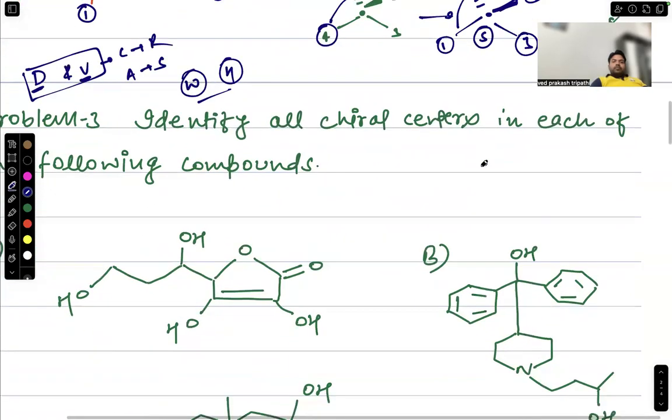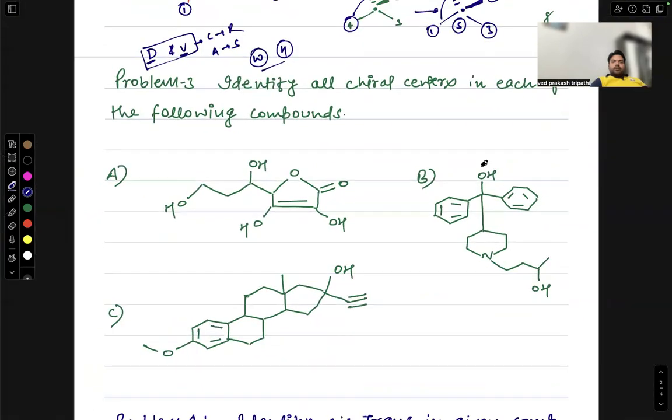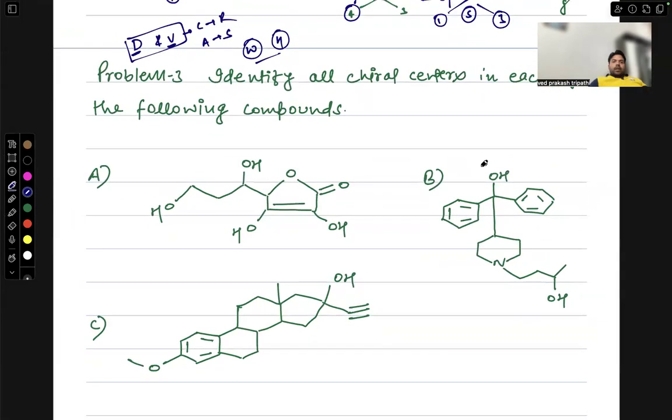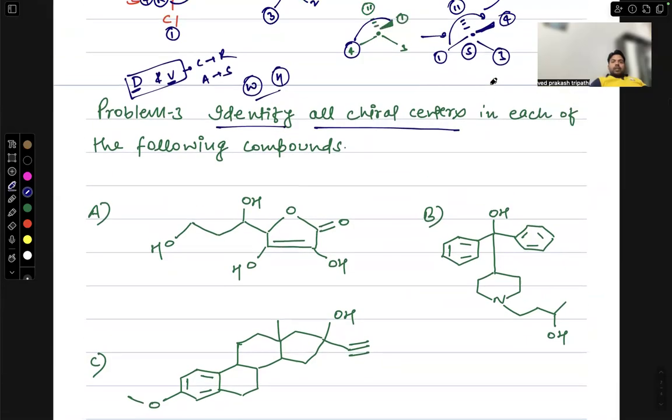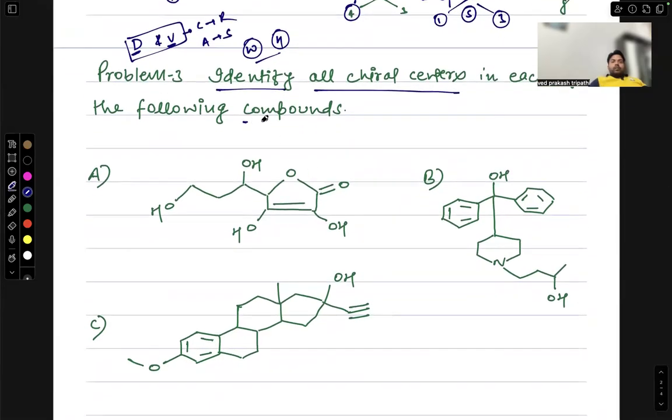Okay. Now the next question: identify all chiral centers in each of the following compounds. So you have compound 1, take your time and let me know how many chiral centers. Tell me everyone.